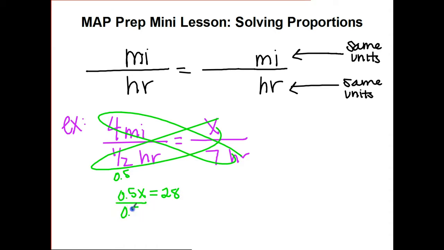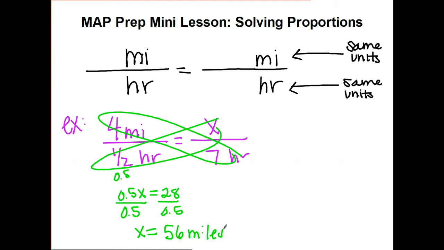So if I divide both sides by 0.5, if I go 4 miles in a half of an hour, then x is equal to 28 divided by 0.5. And when you divide by a fraction or a number less than 1, the number gets bigger. So this is actually 56 miles.